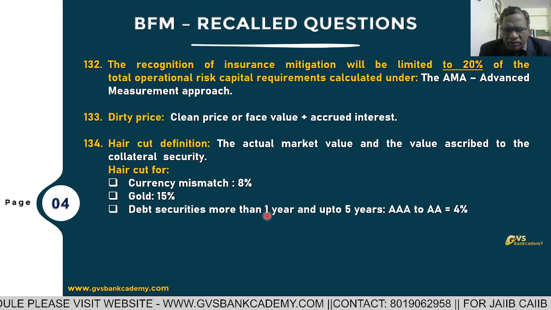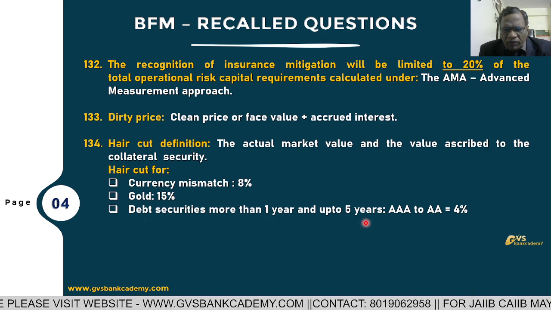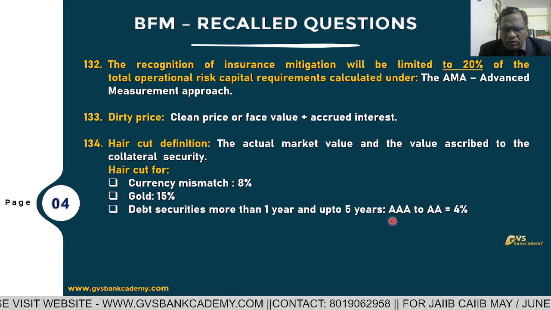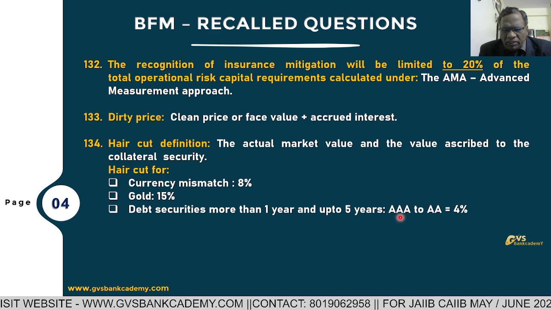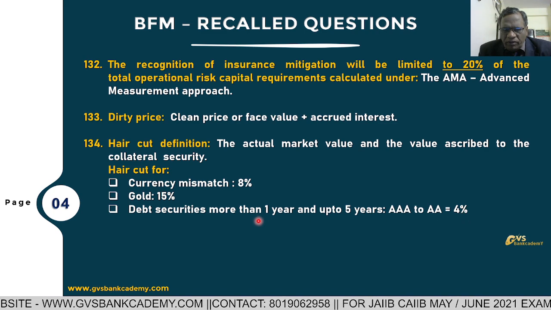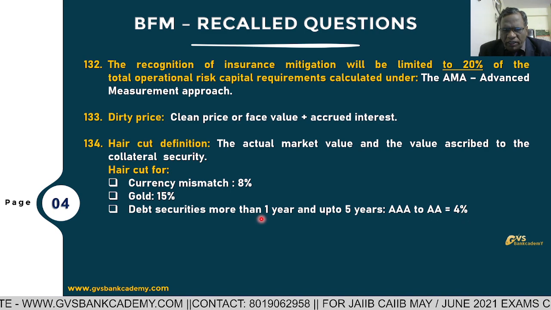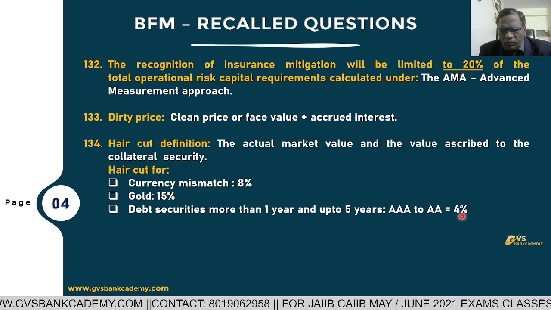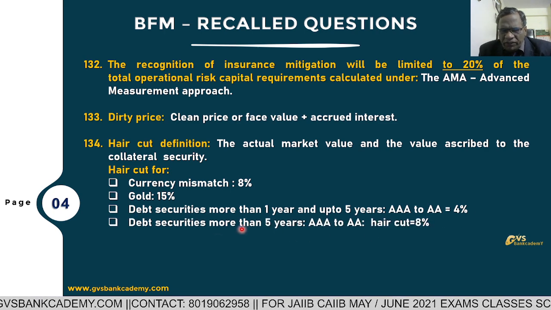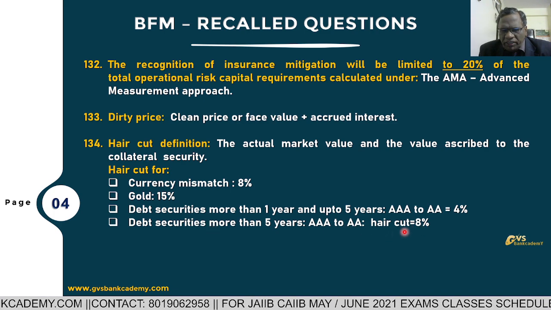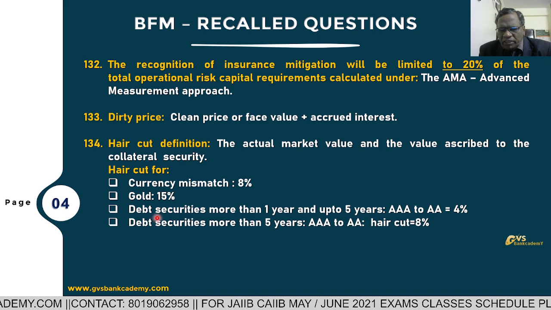Debt securities for more than 1 year and up to 5 years, rated AAA to AA: haircut is 4%. Beyond 5 years, for debt securities rated AAA to AA, the haircut is 8%. These are some of the haircuts I am discussing.